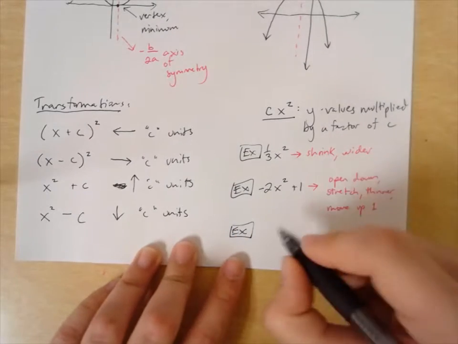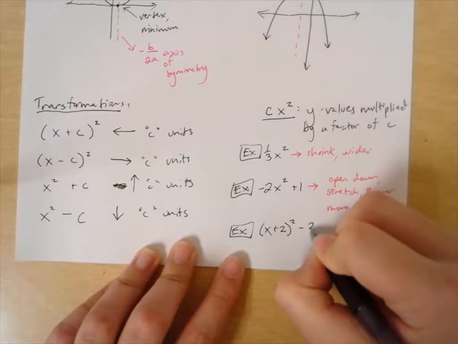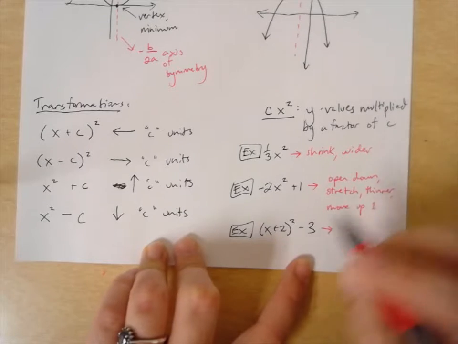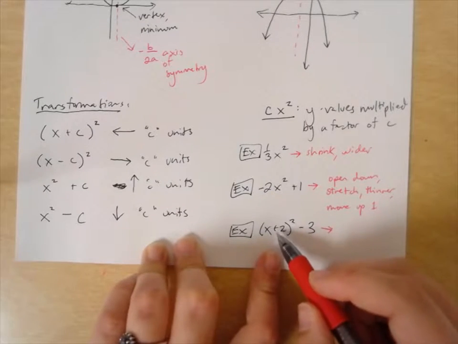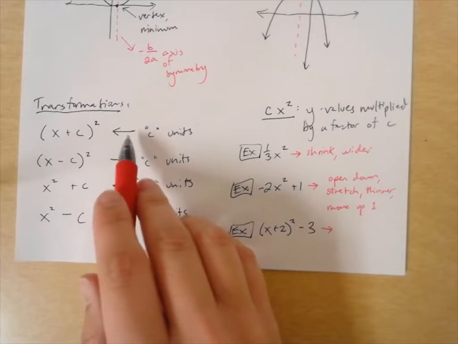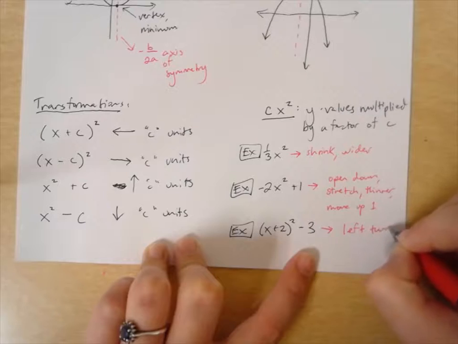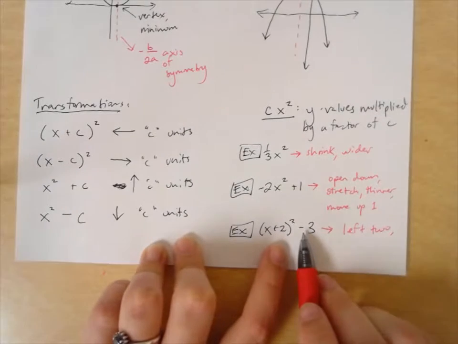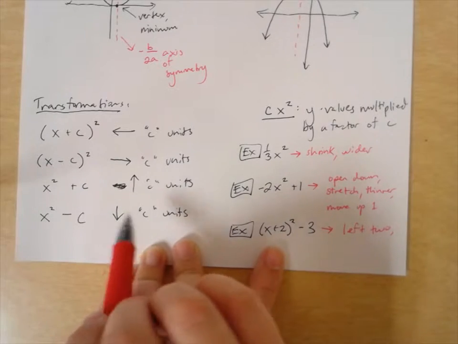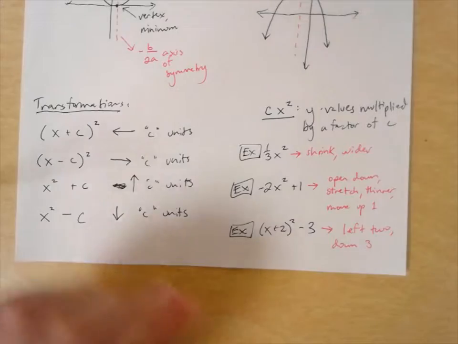Last example, if we had, say, (x plus 2) squared minus 3, if we take a look at what's going on inside the parentheses, we have that plus 2. We look back over here, we know that if we have plus c, it's going to go to the left. So we can say left 2 units. And then we have this minus 3. We know a minus at the end means going down, so we would say down 3 units.